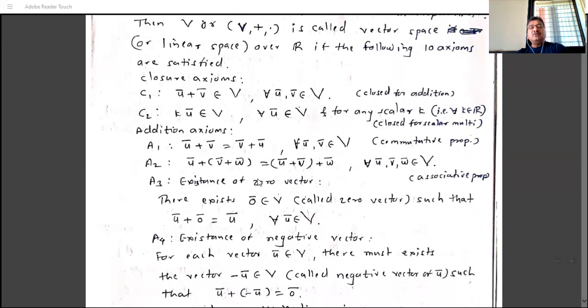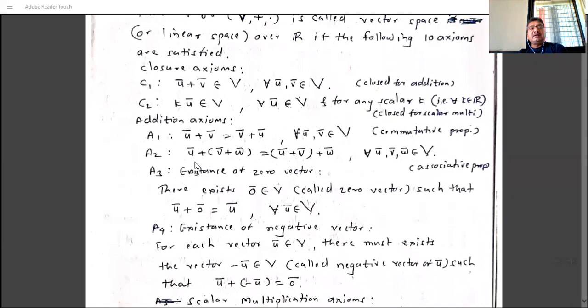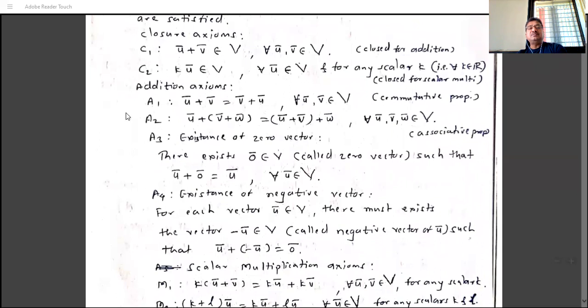Okay, so the next four properties are called addition axioms. What is the first axiom, A1? This is the third property of the vector space: u bar plus v bar is equal to v bar plus u bar, and it's called the commutative law, or commutative property. That is, the addition is commutative.